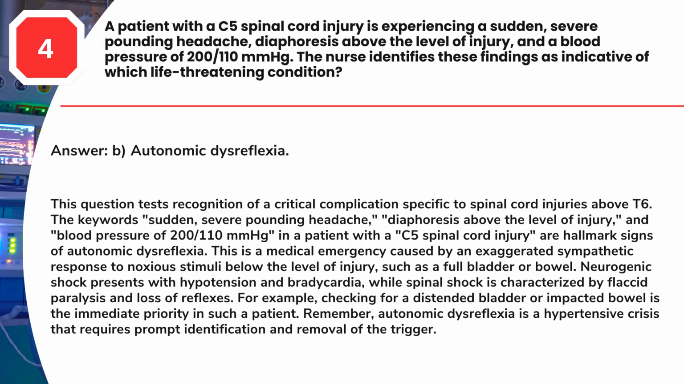Neurogenic shock presents with hypotension and bradycardia, while spinal shock is characterized by flaccid paralysis and loss of reflexes. For example, checking for a distended bladder or impacted bowel is the immediate priority in such a patient. Remember, autonomic dysreflexia is a hypertensive crisis that requires prompt identification and removal of the trigger.